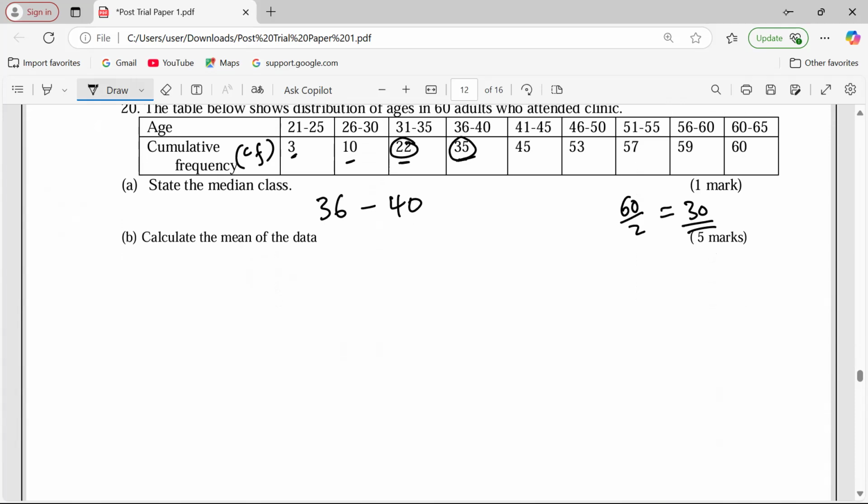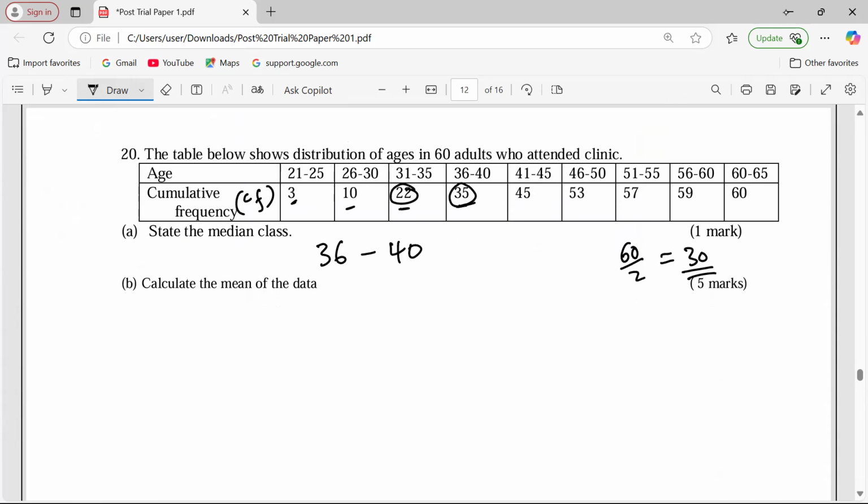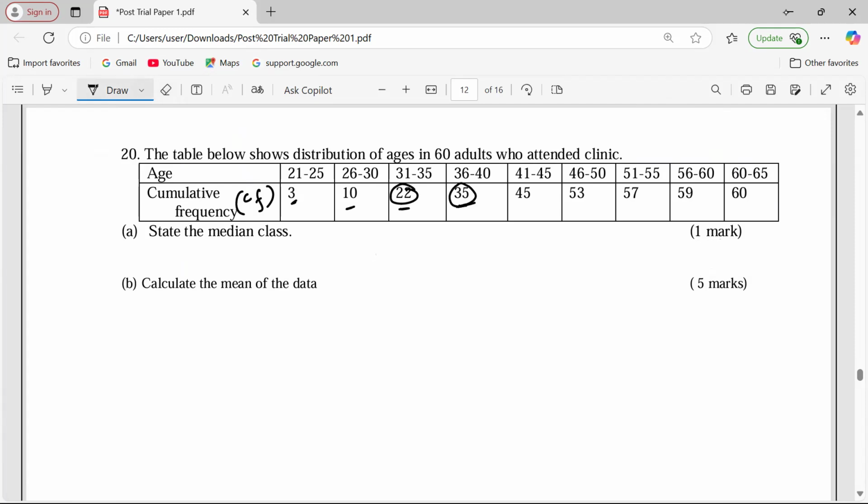Calculate the mean of the data. Now here we're supposed again to be very careful because we're supposed to come up with the frequencies themselves now. So let's come up with frequencies. The first frequency is 3. Then when added to the next frequency, we get 10. So that means the next frequency is a 7. That is why after adding the 7, we are getting 10.